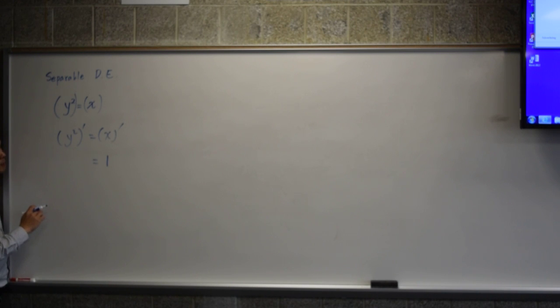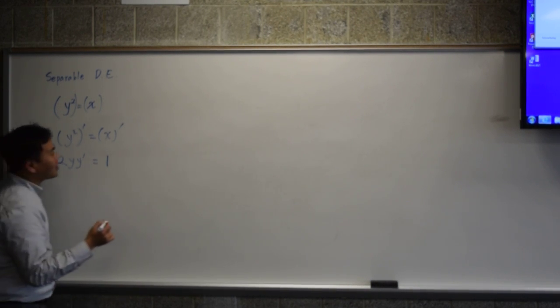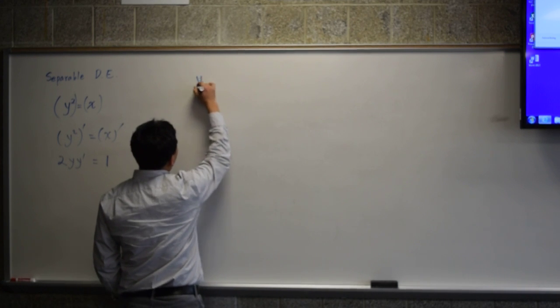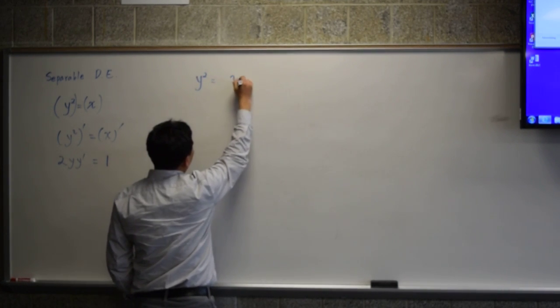You get 2y. y is a function of x, and I'm differentiating with respect to x. So you get 2y prime. So somebody remembers the implicit differentiation.